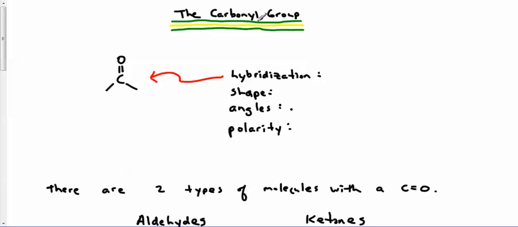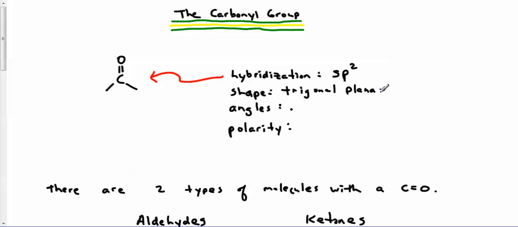All right, let's talk about the carbonyl group in organic chemistry. This is the carbonyl group. It's a C double bonded to an O, and then the C is bonded to a couple of other things. Hybridization: the C is attached to 1, 2, 3 things. That means I need sp2 hybridization. The shape here, when one thing is attached to 3 things, is trigonal planar.